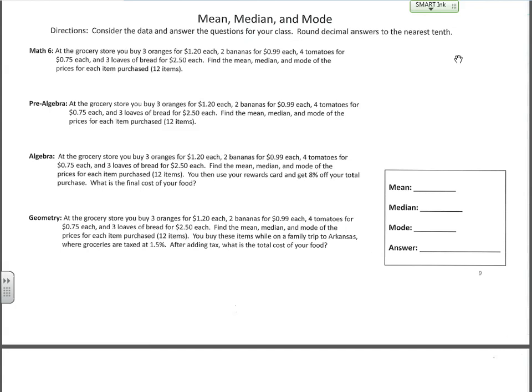Mean, median, and mode. Again, with the grocery store, same idea as in algebra. You're buying the same sort of stuff. So the mean, median, and mode answer that you got for algebra is the same mean, median, mode as for geometry. But because you buy these items on a family trip to Arkansas, groceries are taxed at 1.5%. After adding tax, what is the total cost of your food? So in algebra, you decreased the total by 8% because you got a discount. In geometry, you're going to increase the total by 1.5% because it is an additional tax.